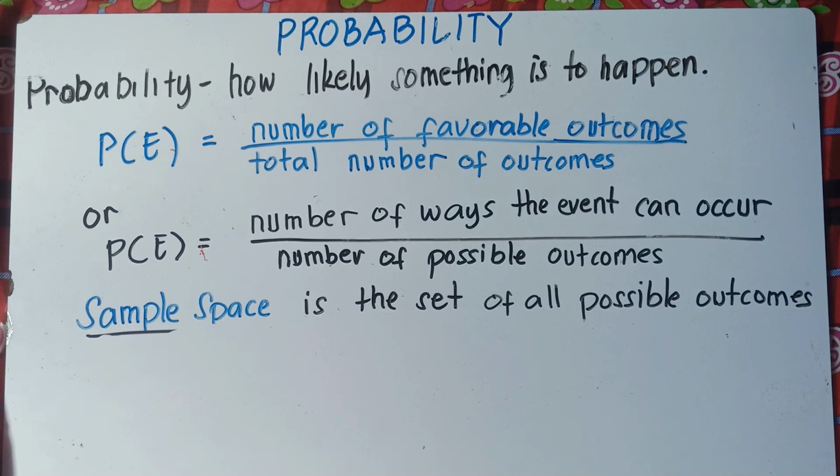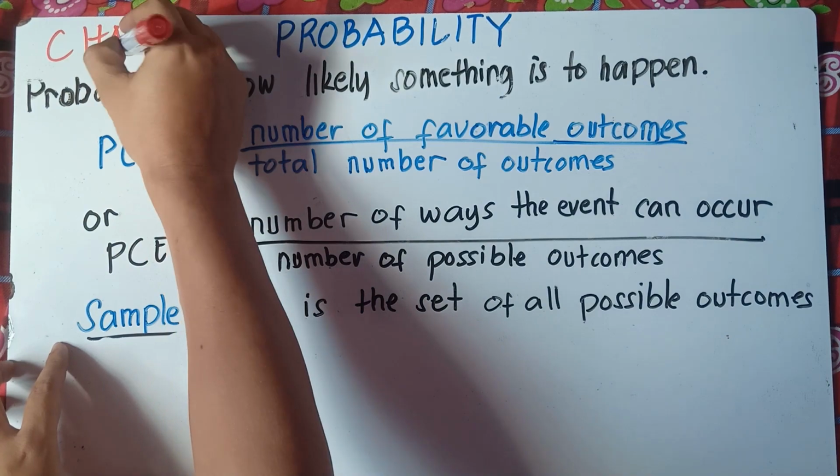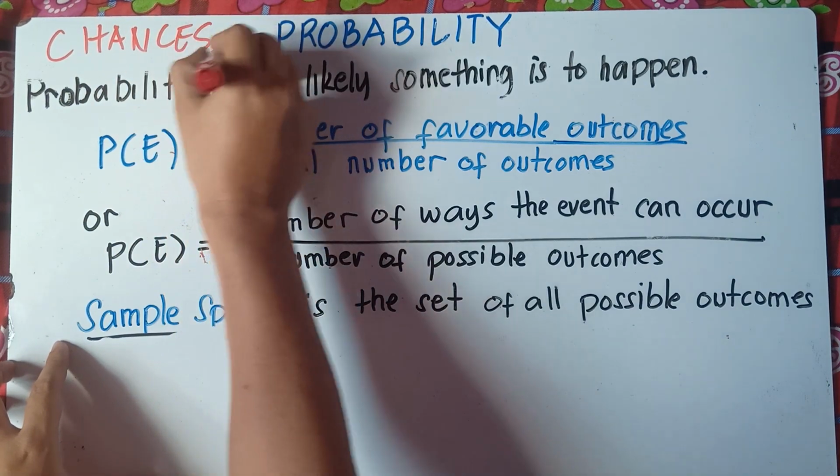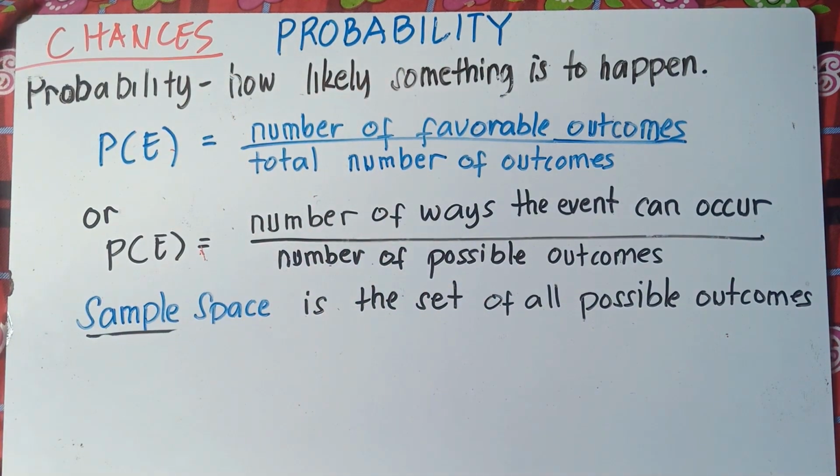So without further ado, let's do this topic. Probability defines how likely something is to happen, or actually you can define probability in just one word. It means chances. Right? So define probability in one word, it means chances.